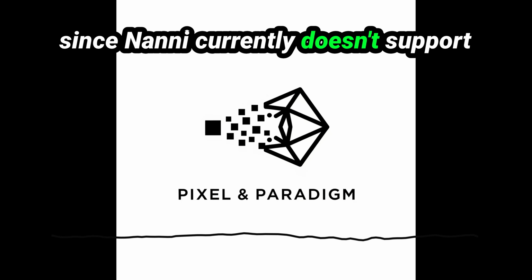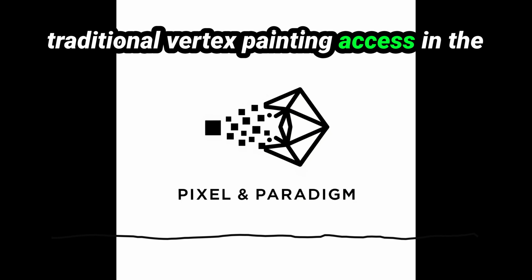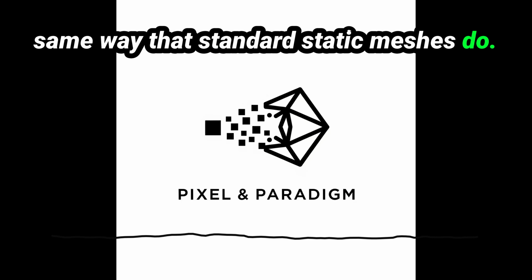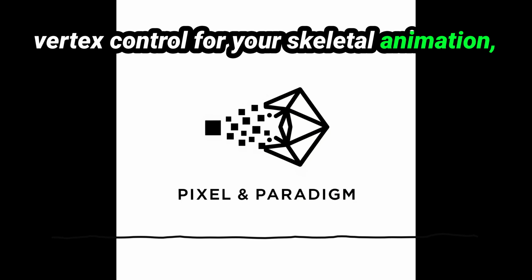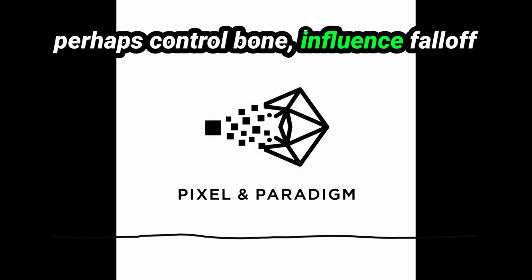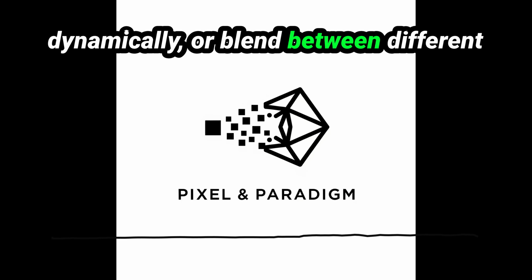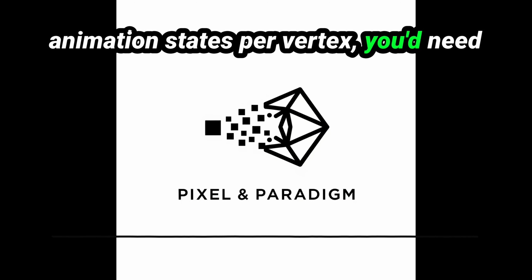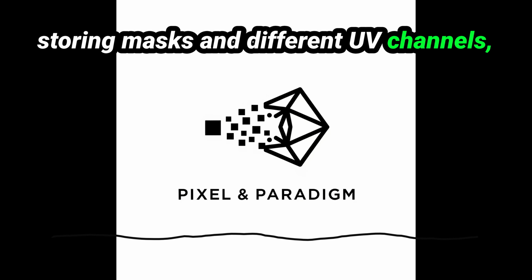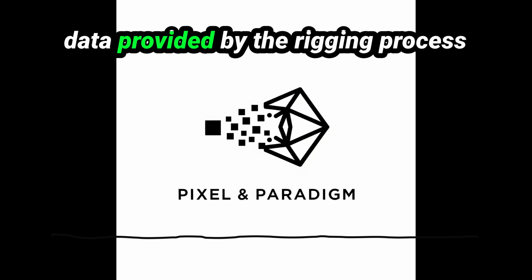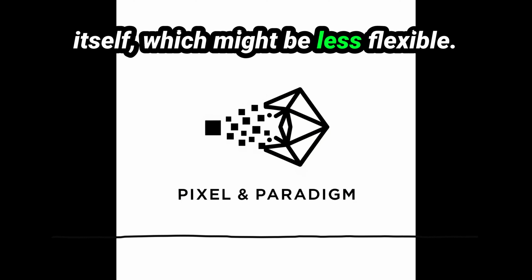Since Nanite currently doesn't support traditional vertex painting access in the same way that standard static meshes do, if you needed that level of fine-grained per-vertex control for your skeletal animation, perhaps to control bone influence fall-offs dynamically or blend between different animation states per vertex, you'd need to find alternative methods. Maybe storing masks in different UV channels, or relying solely on the bone weighting data provided by the rigging process itself, which might be less flexible.